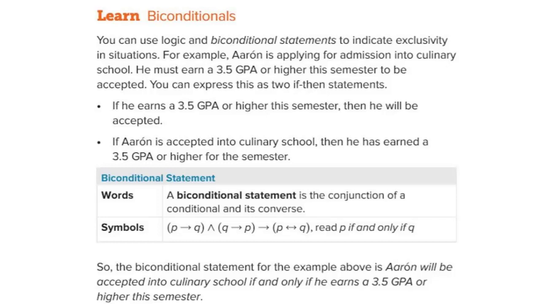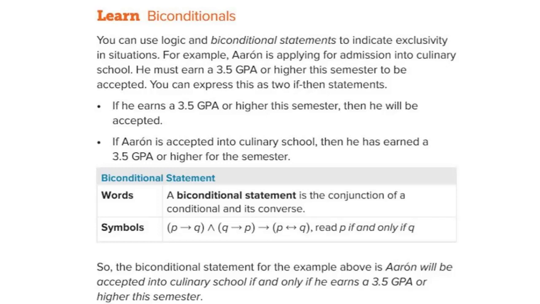When I have a situation where the conditional and the converse are both true, we are able to do something more with it. And that something more is to write a biconditional statement. So as an example, if we have a student here named Aaron, he's planning to apply for admission to a culinary program. In order to get into culinary school, he has to earn a 3.5 GPA or higher, or he won't be accepted into the program.